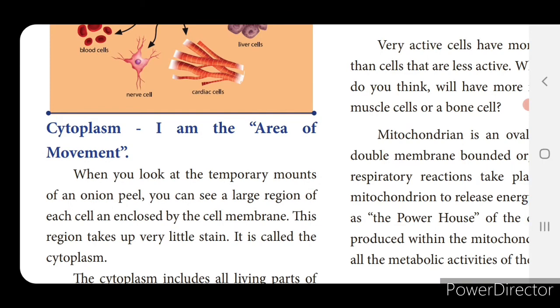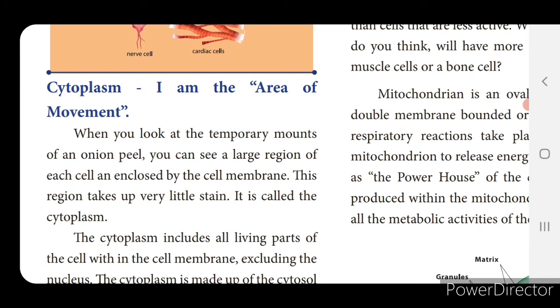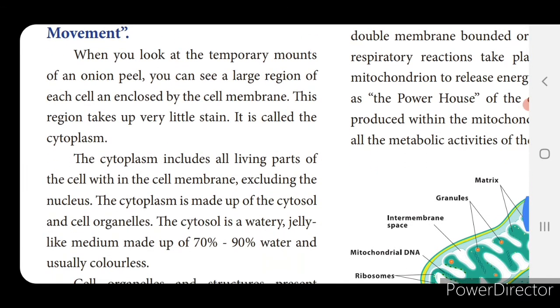So when you look at the temporary mount of an onion peel, you can see a large region of each cell enclosed by a cell membrane. This region takes up very little stain, so it is called cytoplasm. Cytoplasm includes all living parts of the cell within the cell membrane, excluding the nucleus.